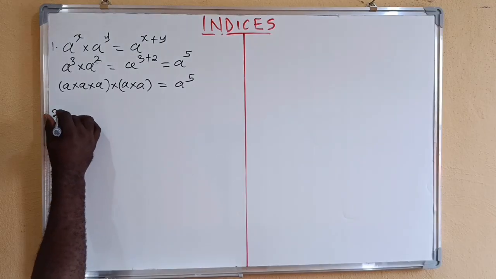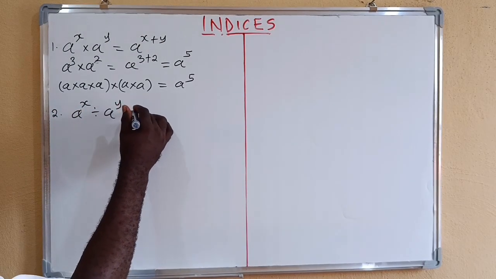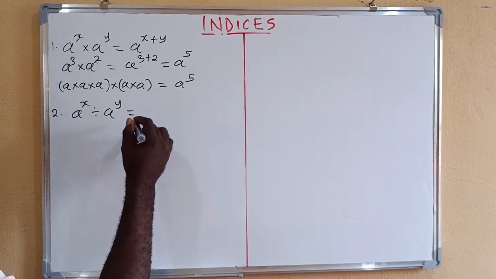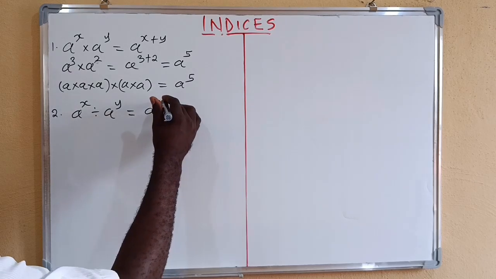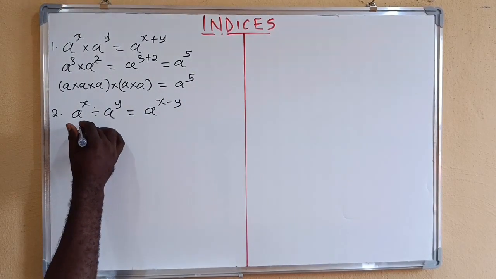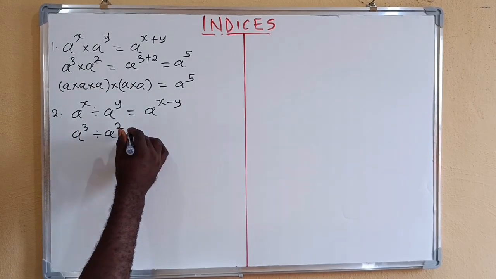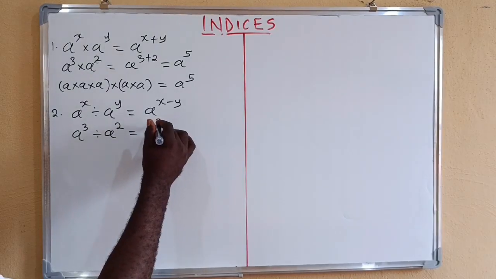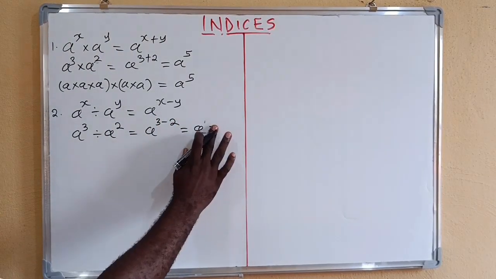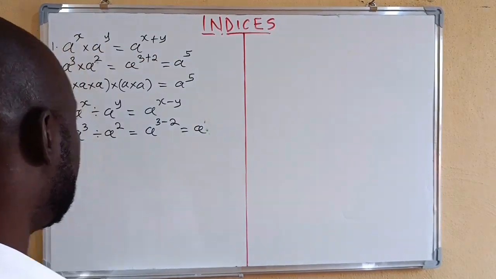And if I have a^x divided by a^y, because this is division, I will use subtraction as the operation. So my power will be x minus y. In the same vein, a^3 divided by a^2, like we have here, I will say 3 minus 2, and that is a^1, which is just a.